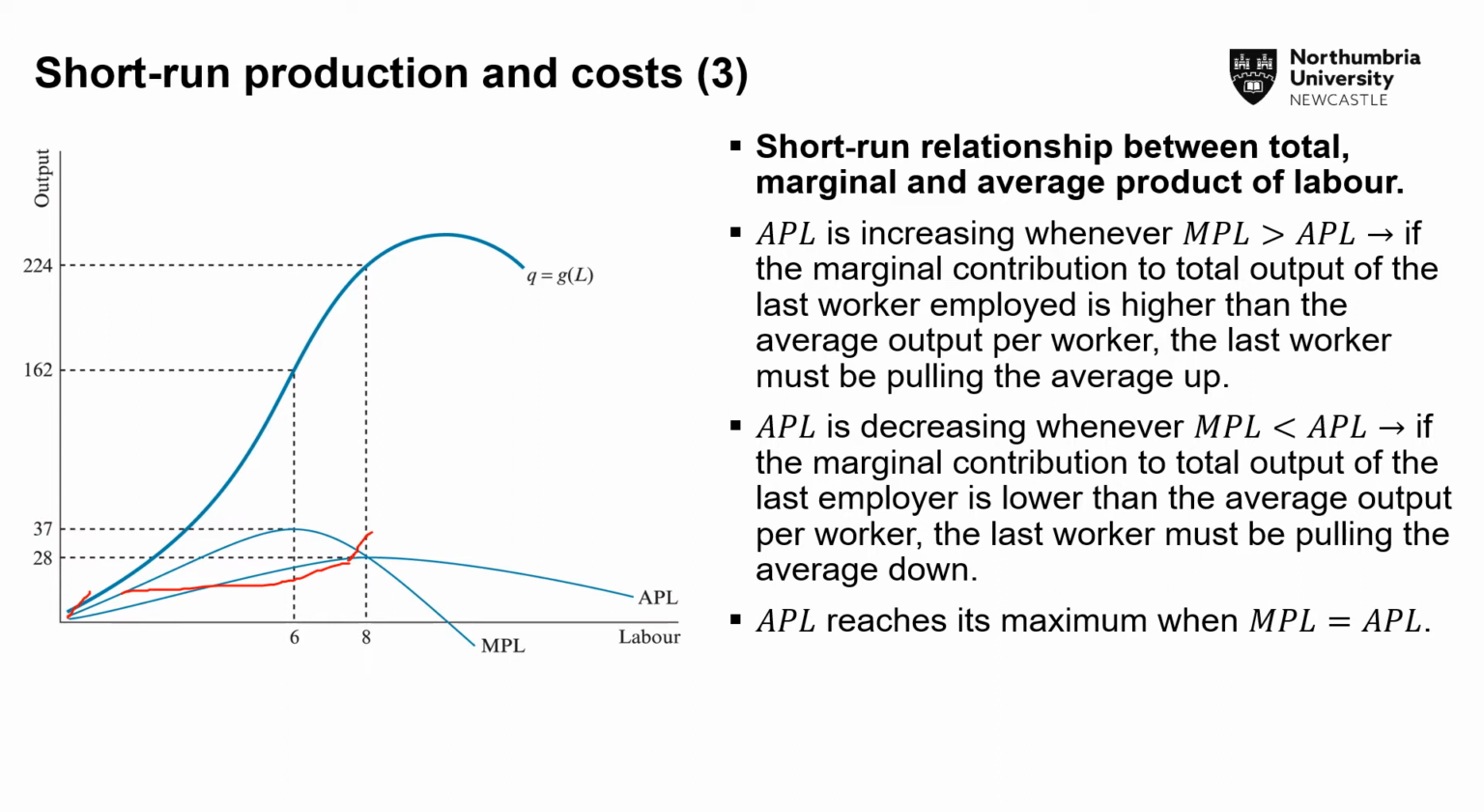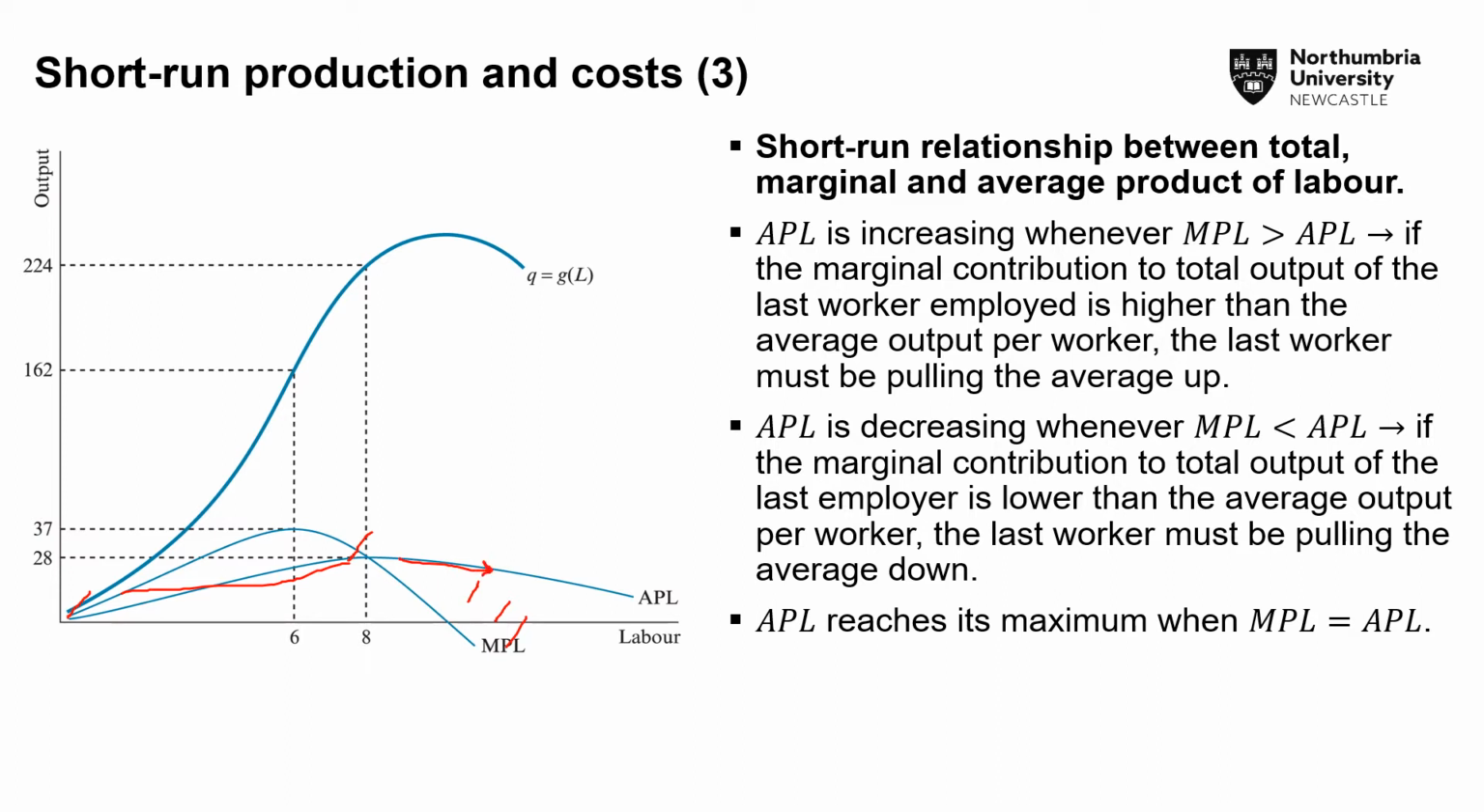It is exactly the same with the marginal product of labor and average product of labor curves. As long as the marginal product of labor is above the average product of labor, the average product of labor will be increasing. As soon as the marginal product of labor is below the average product of labor, we see a downward sloping average product of labor curve.